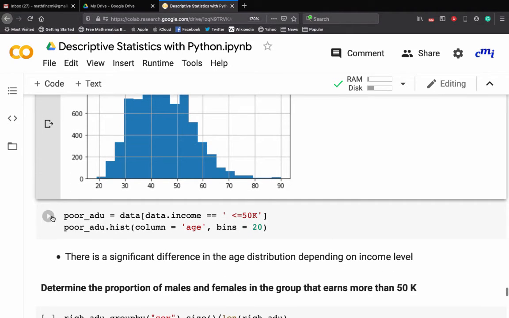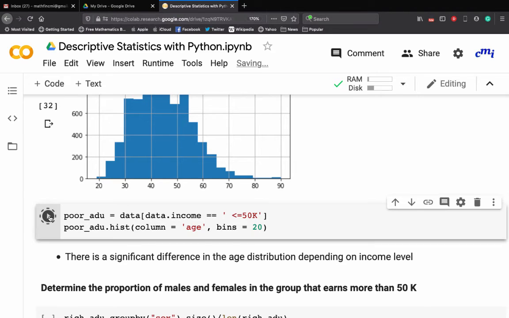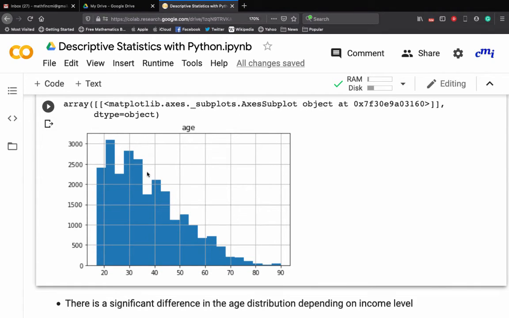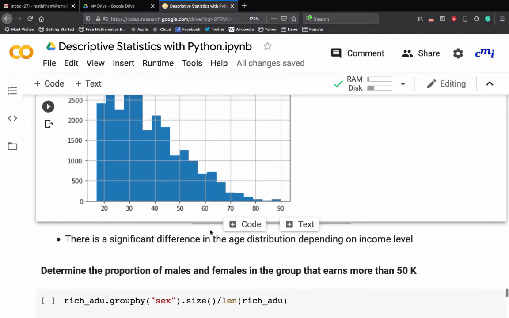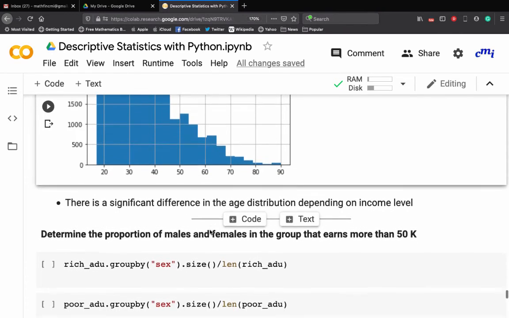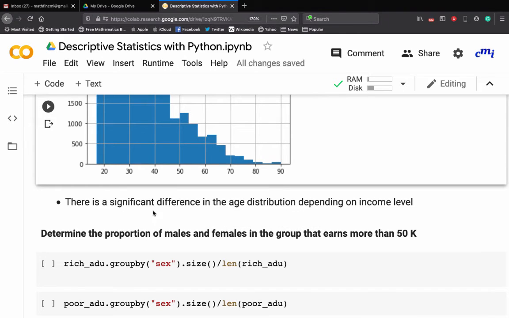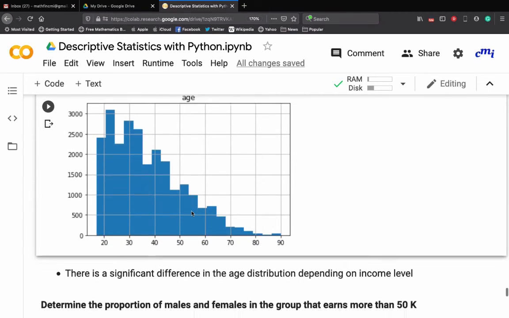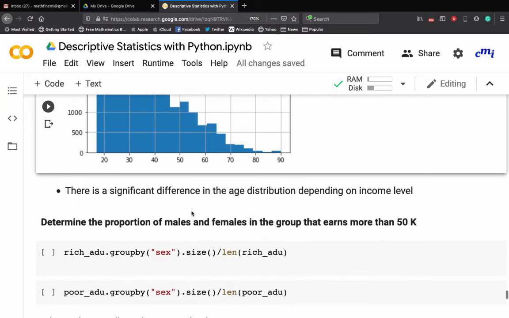A similar thing I can do for the poor people whose income is below 50k, which is typically the average income in the United States. And we can clearly see a sort of decaying exponential behavior. There is a significant difference in the age distribution depending on income level. So this is a very interesting finding that we found.